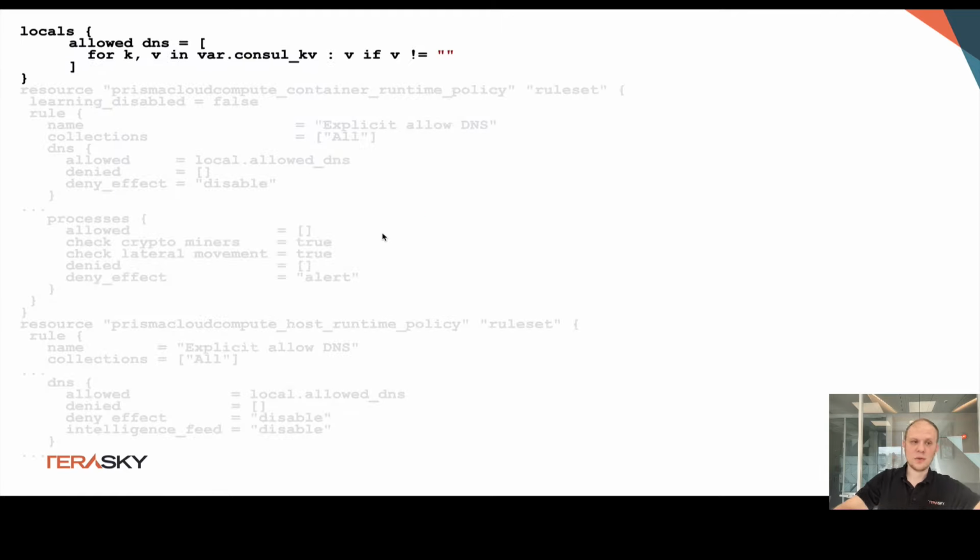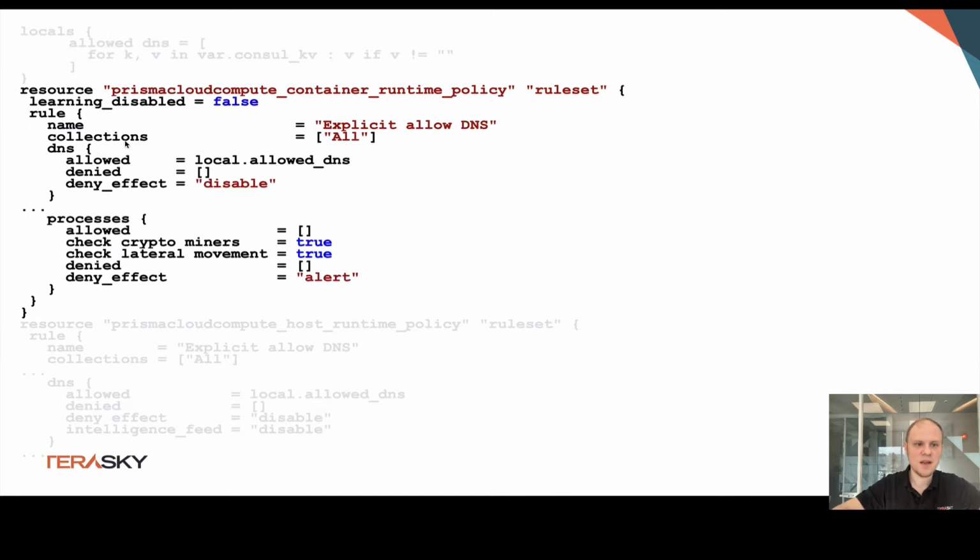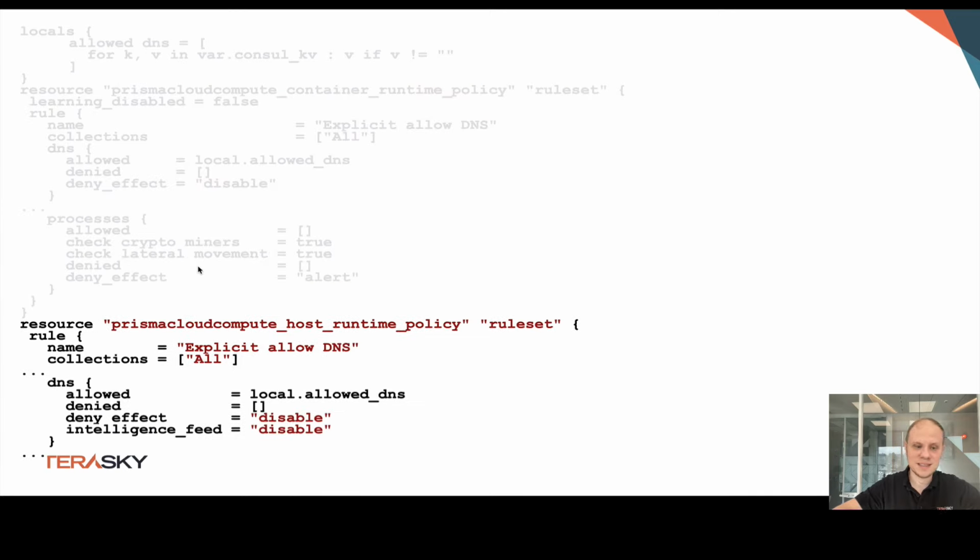So what my module looks like is super simple, as you can see. If it's empty, I ignore it, and if it's not empty, I will just populate it in this array of allowed DNS. That's the magic. Then I would just have my resource of Prisma Cloud Container Runtime Policy, and I would just provide my local allowed DNS, and this would be for containers, and exactly the same policy for hosts, right? I would just provide allowed DNS for local allowed DNS.